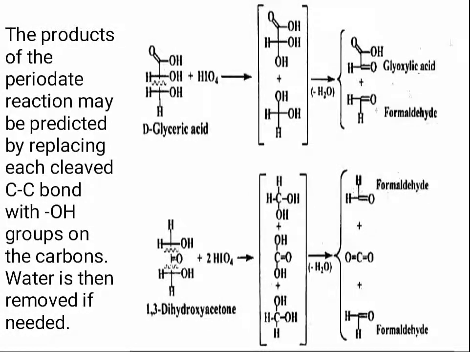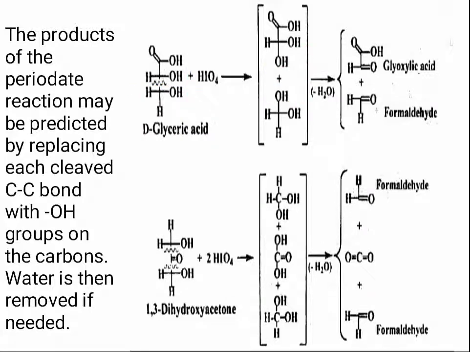The products of the periodate reaction may be predicted by replacing each clipped C-C bond with OH groups on the carbons. Water is then removed if needed. So this is the small trick for finding the periodate oxidation products. At first, if you see that there is a vicinal diol, just break the carbon-carbon bond. So you are breaking the carbon-carbon bond and then add an OH group to each carbon.